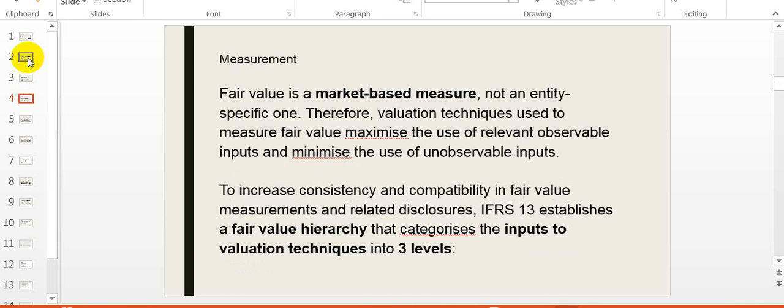Go to measurement. The fair value is a market-based measure, not an entity-specific one. So it doesn't depend on an entity. It depends on the market. So it tries as much as possible to maximize the use of relevant observable inputs and to minimize the use of unobservable inputs.